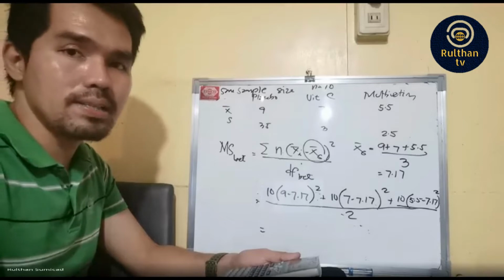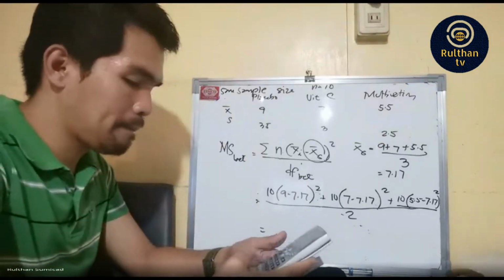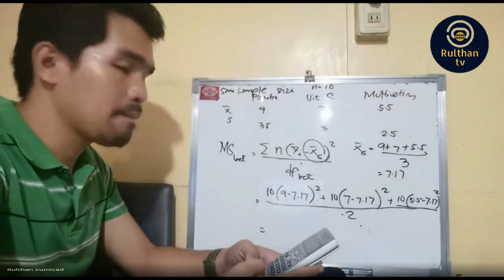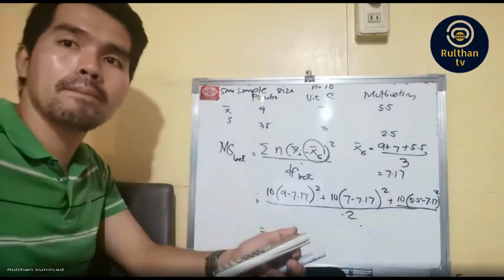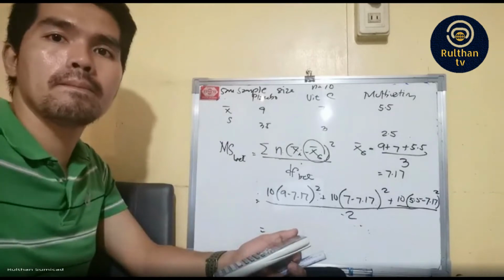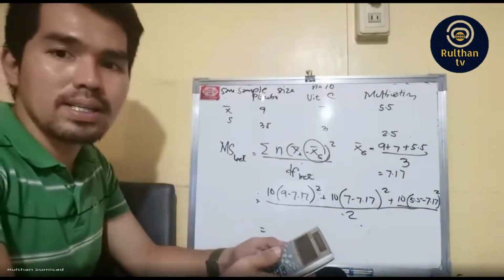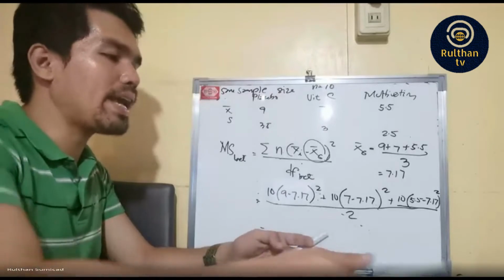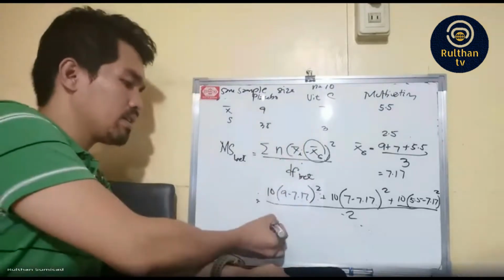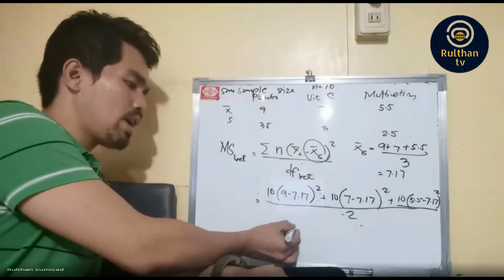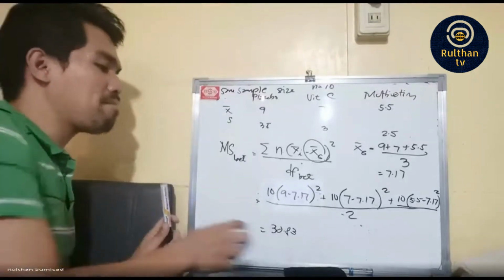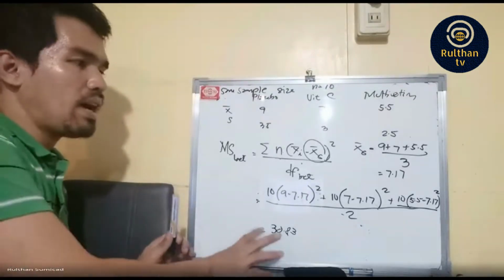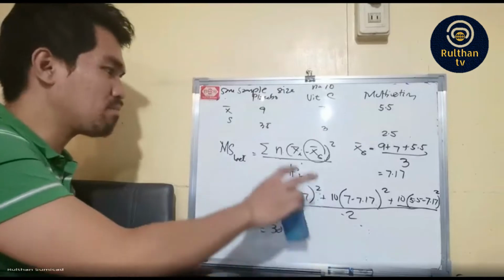What's the answer for this one? So solve this one. What's the result? We have 30.83. I hope you got the same answer. Okay, now we already have the MS between. Now let's solve for the MS within. I have to erase this one because I need more space, okay?